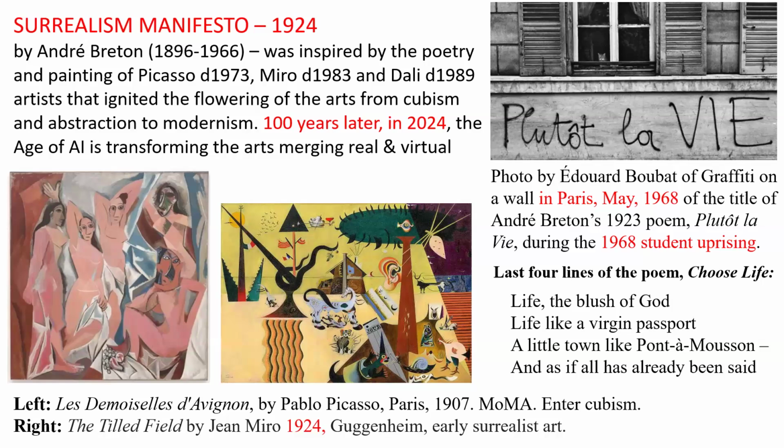And this is important, Plutôt la vie. That's really, choose life. This is from the 1968 student uprising in Paris, written on a wall, taken from the title of a poem, the last 4 lines of the poem, Choose Life, by André Breton. Life, the blush of God. Life like a virgin passport, a little known like Pont à Mousson, and as if all has already been said.